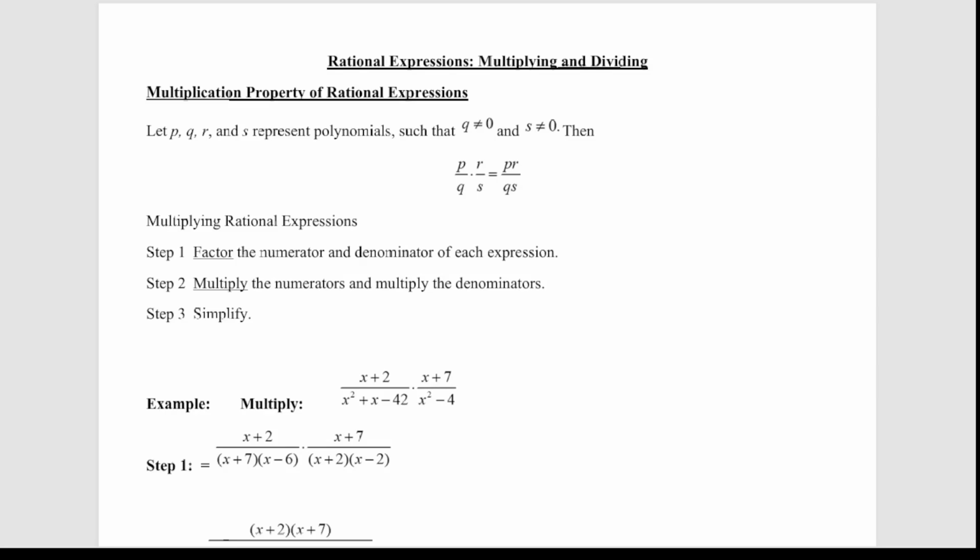We want to make sure neither denominator is equal to 0 because we're not allowed to divide by 0. And then we can call it a day. Just multiply across the top, multiply across the bottom. You're going to be doing the same thing when it comes to rational expressions.